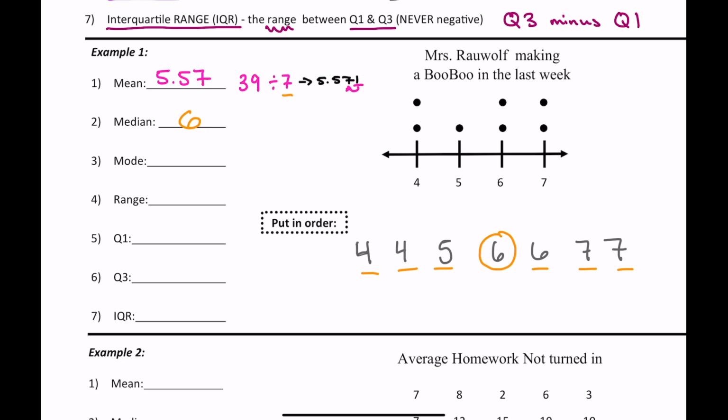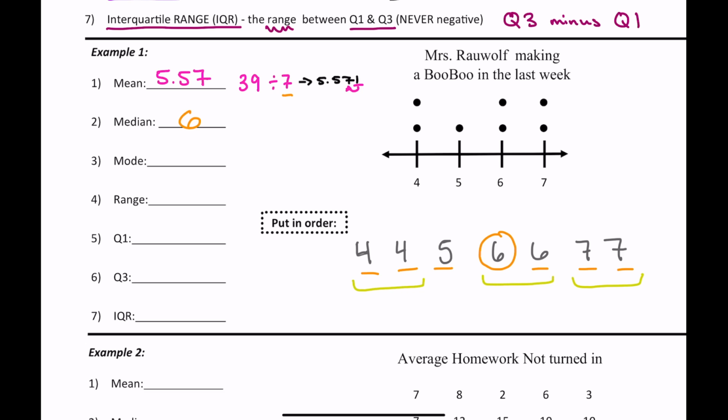Okay. That's it. That's the median. No special hootenanny, no nothing. The mode this time is what we see happening the most. So we see 2 4s, we see 2 6s, and we have 2 7s.